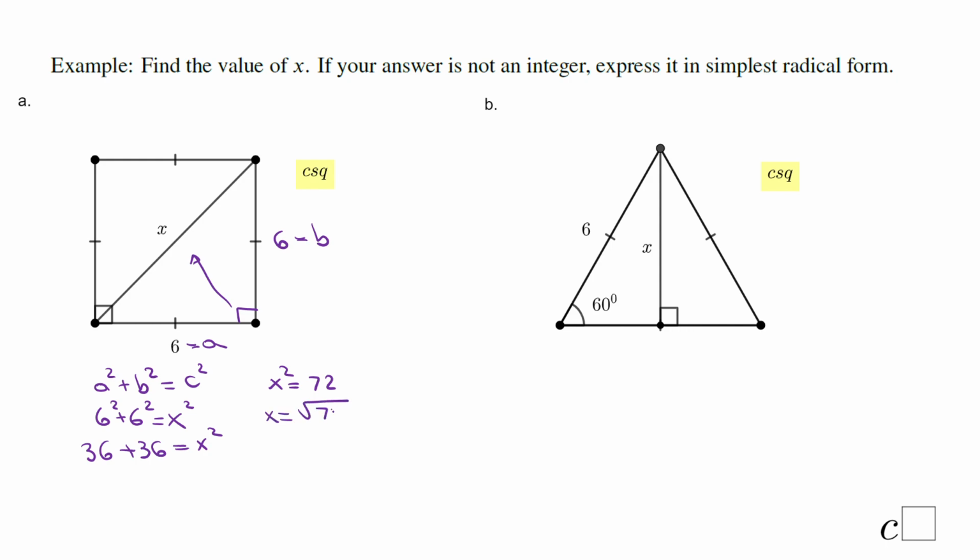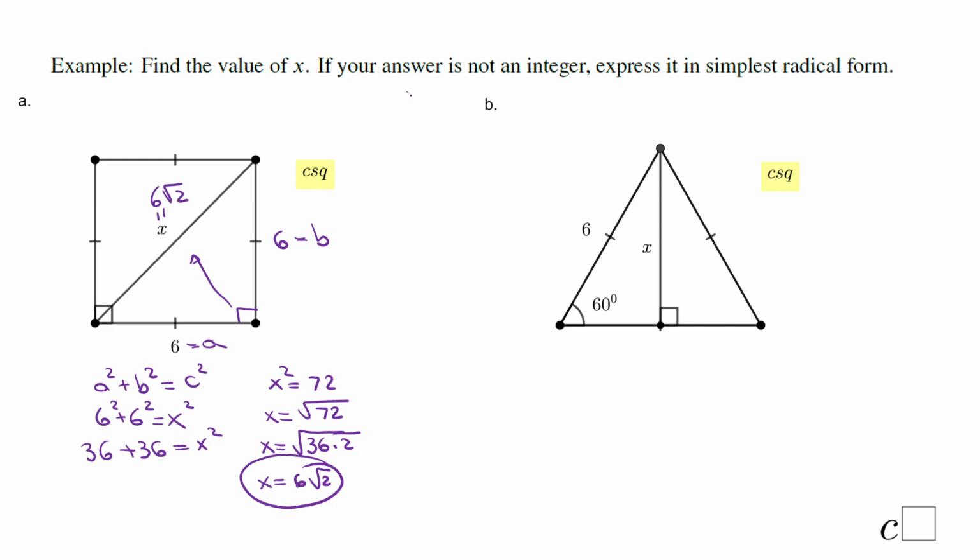It's very important to know how to simplify radicals. This one will be square root of 36 times 2, and that will be 6 square root of 2. Like I said in another lesson where I discuss these special triangles, that will be a shortcut. X is 6 square root of 2.